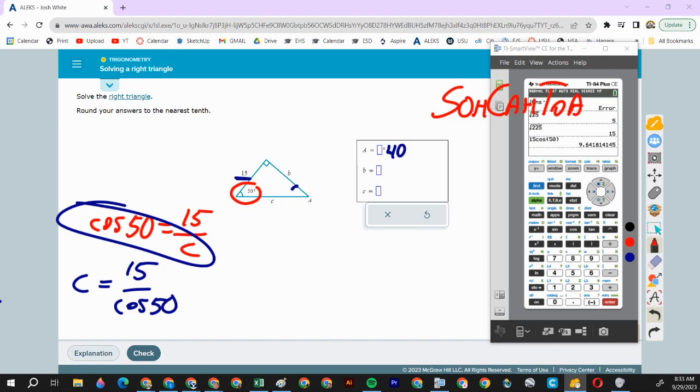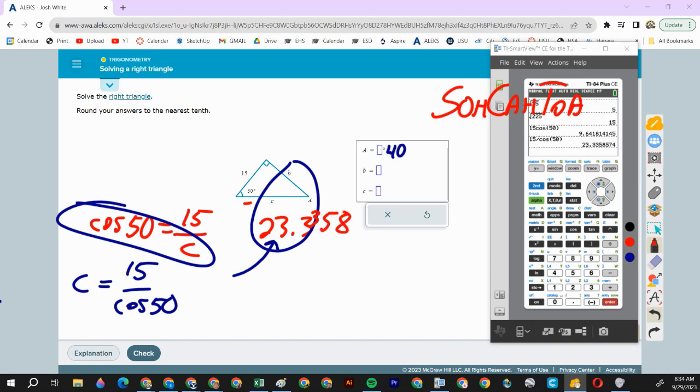Okay. 15 over the cosine of 50 is 23.3. That sounds better. Okay. I could use the sine. I could say the sine of 50 is b over 23.3. However, this number has been rounded. And a number that has been rounded could create an answer that is far enough off that Alex gets mad and marks it wrong. So either put lots of decimals here, 23.3358, that should be enough.